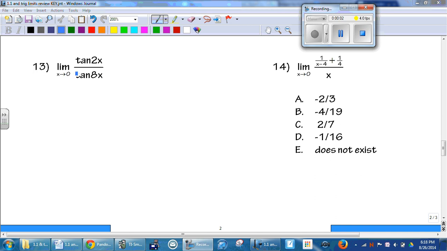We have another trig one here. If we use direct substitution, we get 0 over 0, so we need to split things up. Before we split things up completely, we need to write them in terms of sine and cosine.